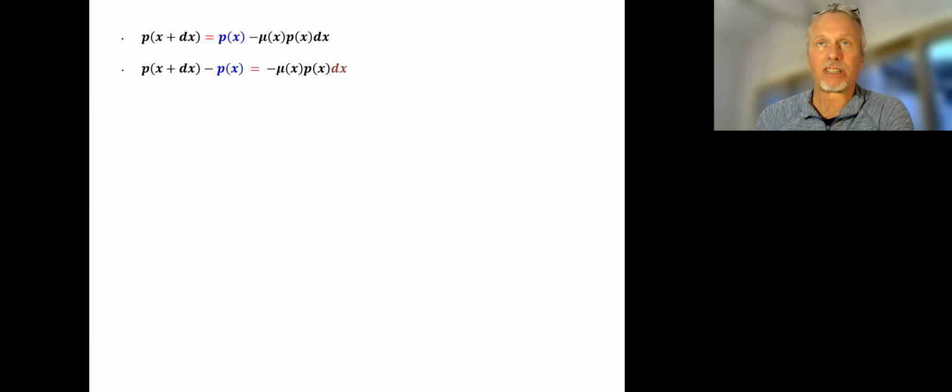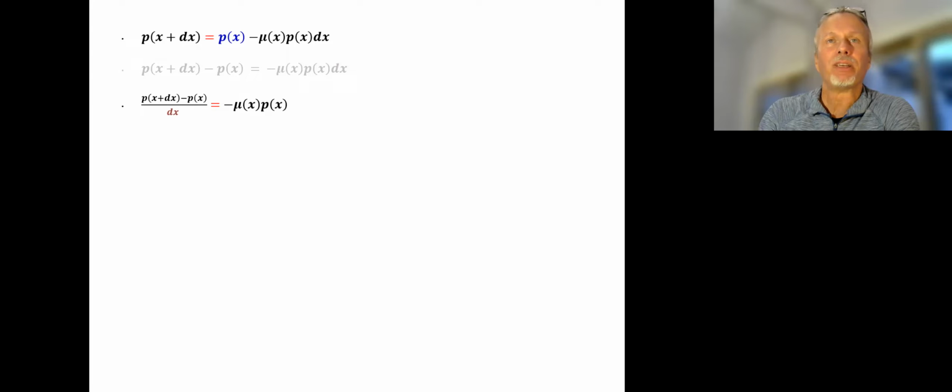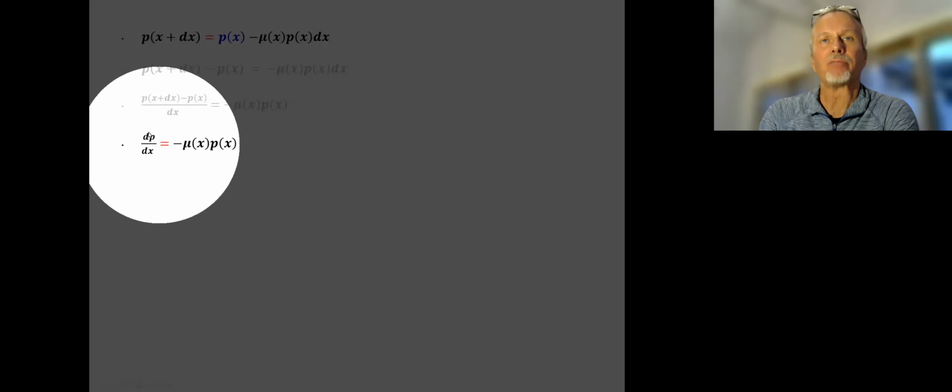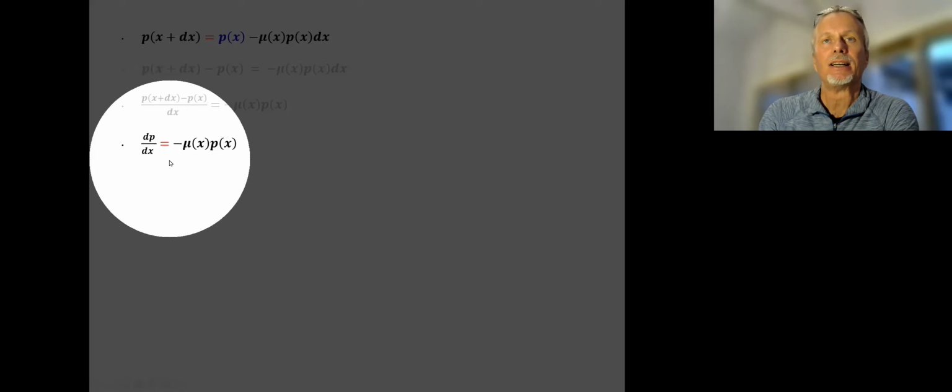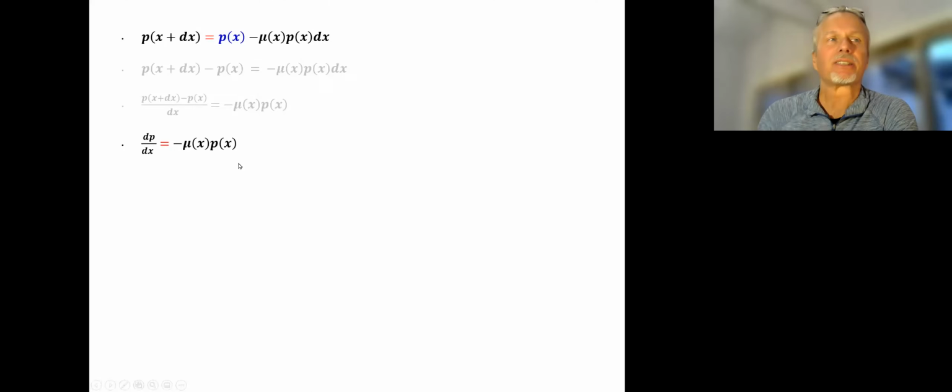Then we multiply p of x times the terms that are in the curly brackets. We subtract p of x from each member, then divide each member by dx, and we derive that p of x plus dx minus p of x, divided by dx, is equal to minus mu of x times p of x. And we know that when dx becomes really, really small, the incremental ratio can be represented as the derivative of p with respect to x. So dp over dx is equal to minus mu of x times p of x.